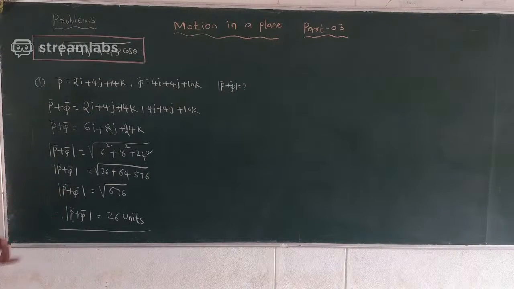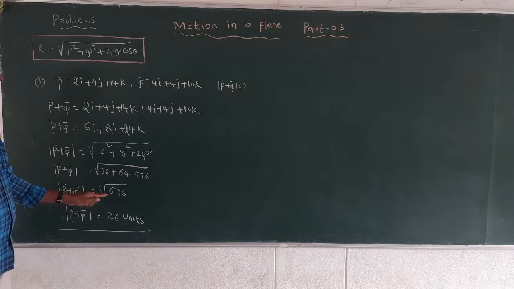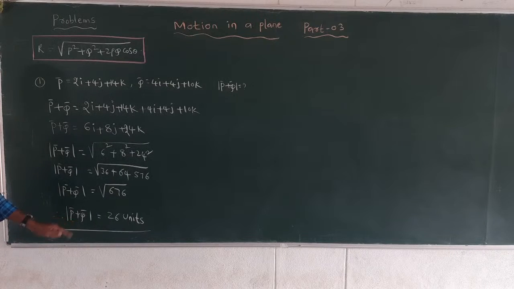Then we take its magnitude. What is that magnitude? Mod of P plus Q. So we can write under root of 6 square plus 8 square plus 24 square. So the total value is under root of 676. Then the final answer is mod of P plus Q equals 26 units. We can write only 26 units. So this is the first problem.